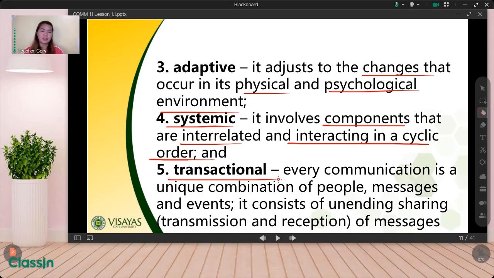And it is transactional. So every communication is a unique combination of people, messages, and events. We have different transactions or communication processes involved in the market, in the office, in the classroom, or even online like this. It's always unique because we are using a specific type of channel, different fields of experience of the sender and the receiver, and we are also using different cues or forms or ways of communicating.